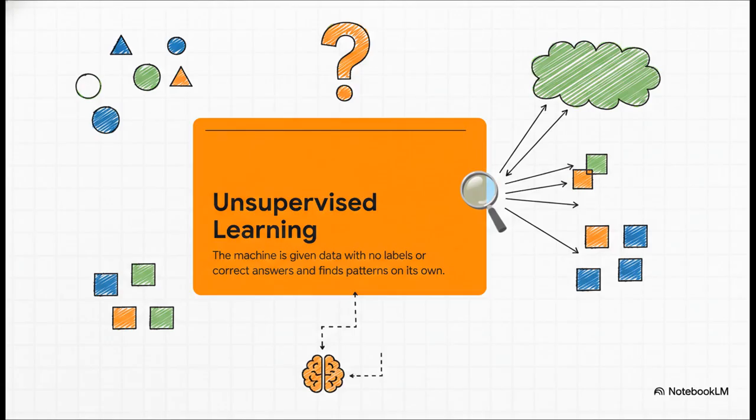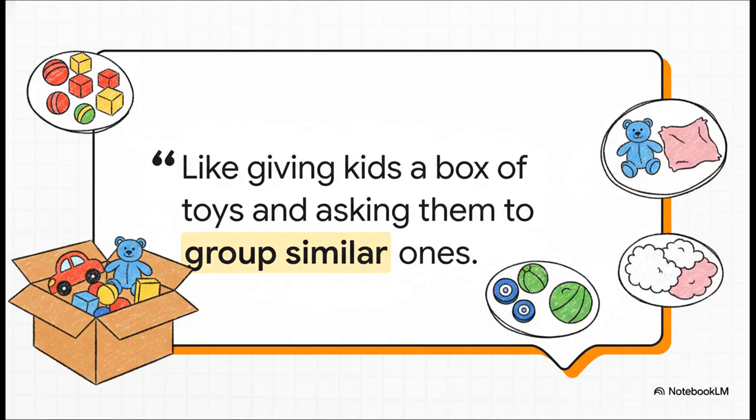You basically just unleash the algorithm on the raw data and tell it, go find something interesting. Its whole job is to find hidden groups and patterns all by itself. Now the trick is, a human still has to look at the patterns it finds and decide if they're actually useful. This toy box analogy is perfect.